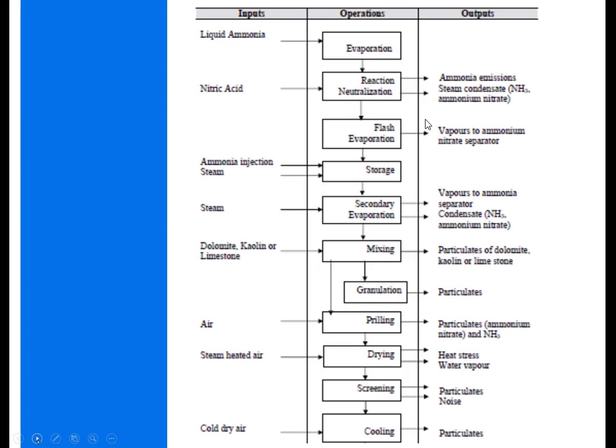This here is a flow chart that summarizes the process: evaporation of ammonia into ammonia vapor, then mixing with nitric acid in a neutralization reactor to produce ammonium nitrate. The second step involves flash evaporation to increase the concentration of the product that can then be mixed with the filler to decrease the nitrogen content in the product, and that filler could be limestone, dolomite, or kaolin. And the final step is either granulation or prilling of the product.